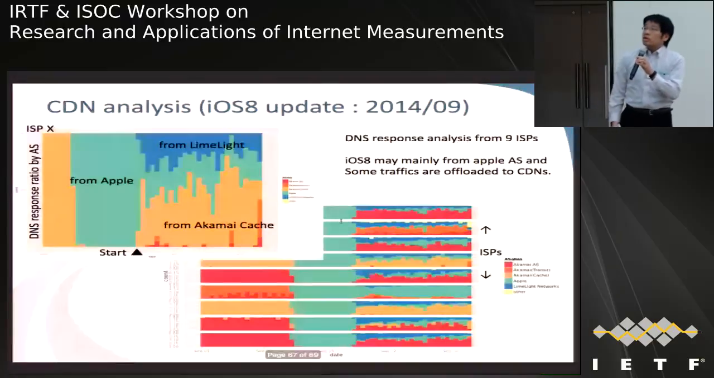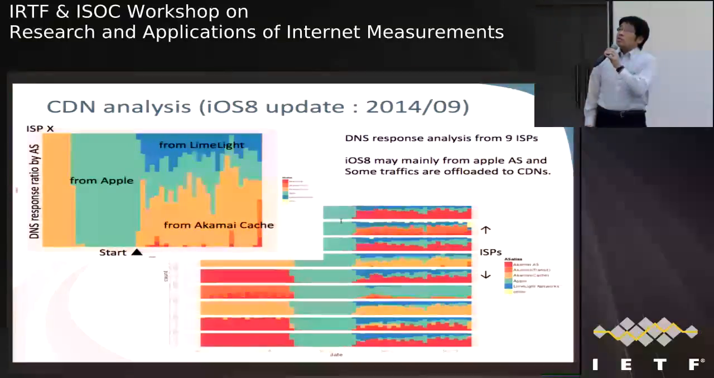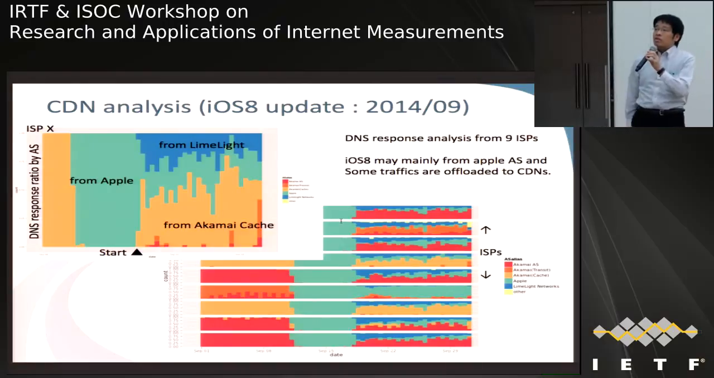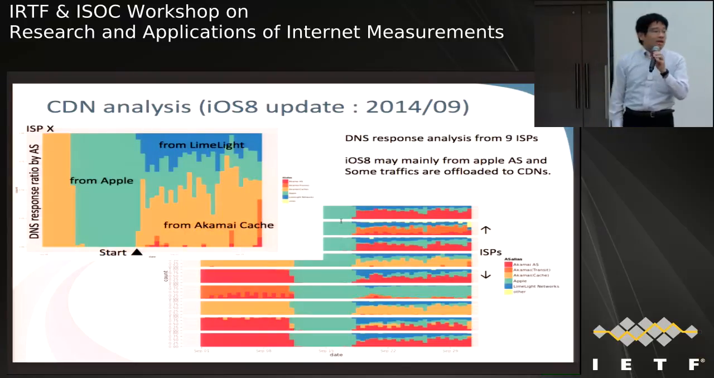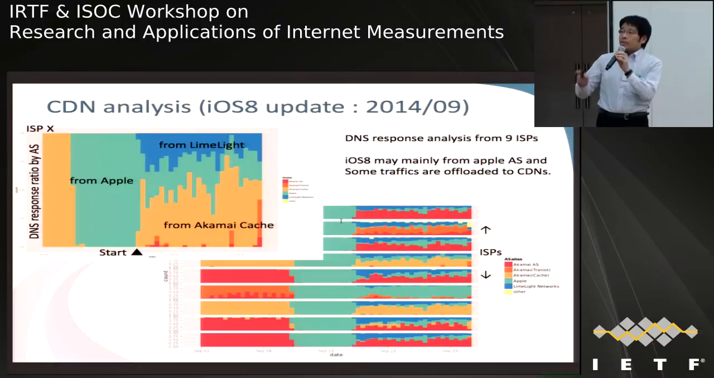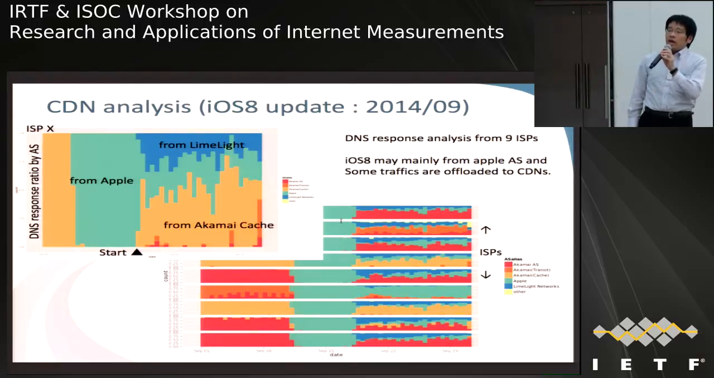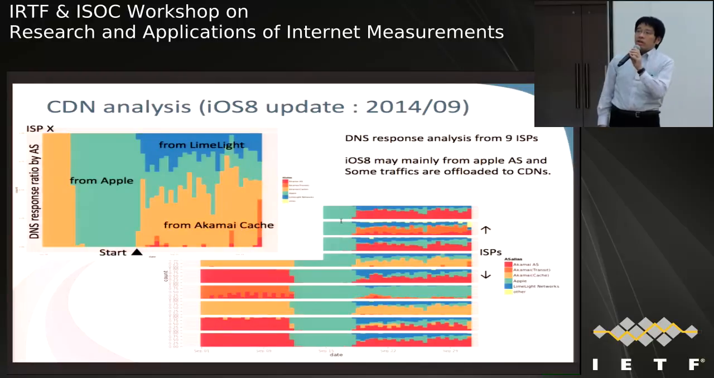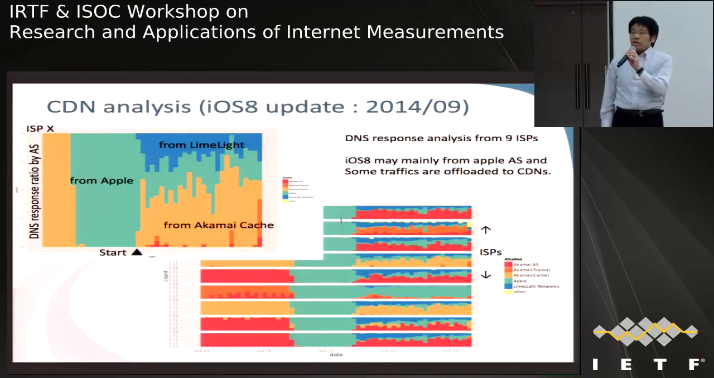This slide shows DNS response analysis from 9 ISPs measurement. It uses DNS response data. The X-axis shows the timeline and the Y-axis shows DNS response rate by AS name. The start point is the day the iOS 8 update was started. Apple used their own AS before the update, but after the update, most of their traffic is offloaded to Akamai and Limelight. This behavior is different in each ISP.